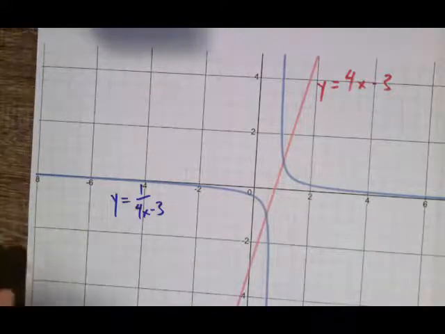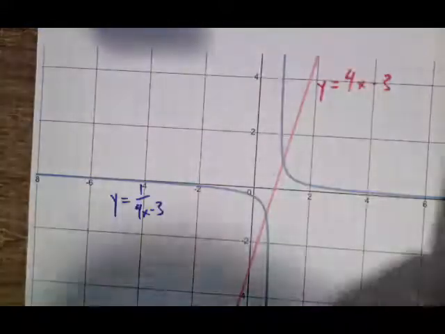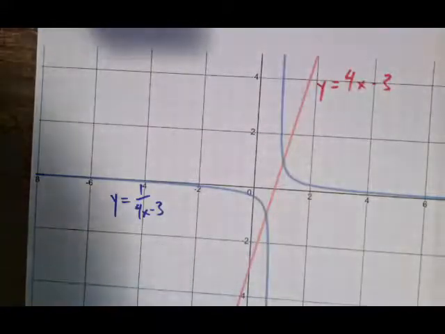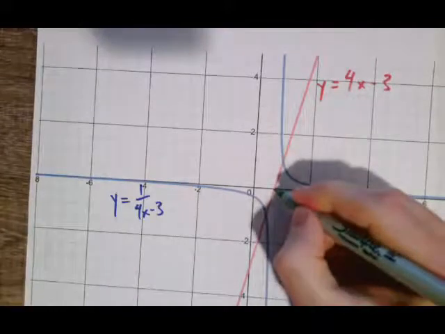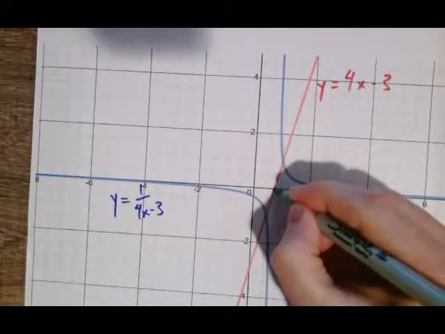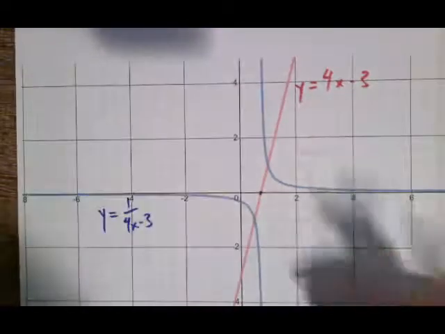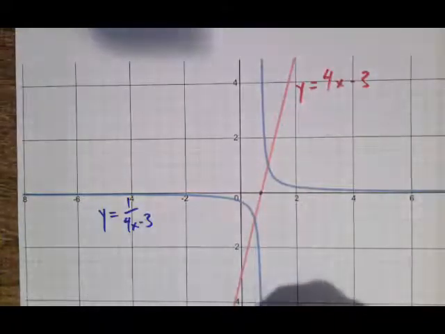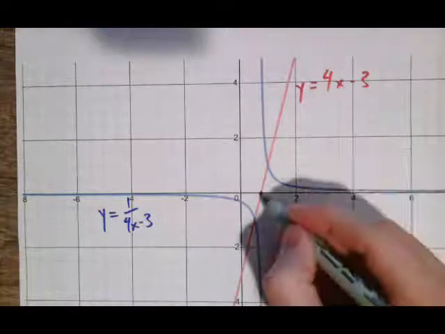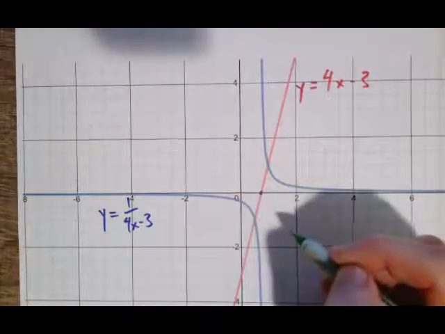Now, that asymptote at 3/4 is where the x-intercept is for our original function. Because that original function, that's where y equals 0. There's different coordinate points all along this line. When it's on the axis here, when x is 3/4, y equals 0.